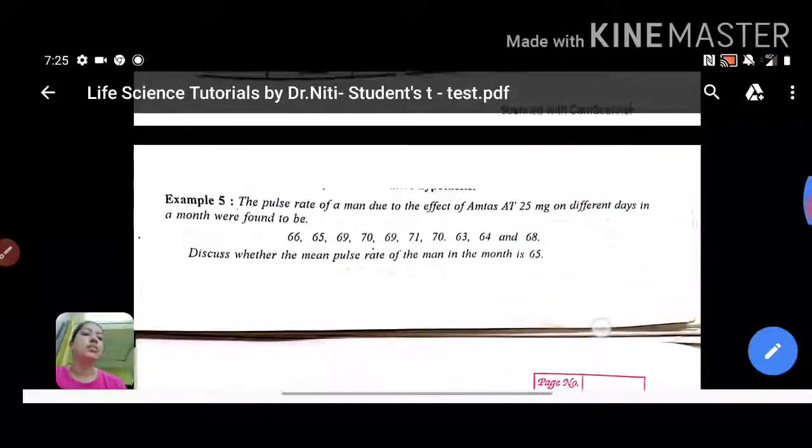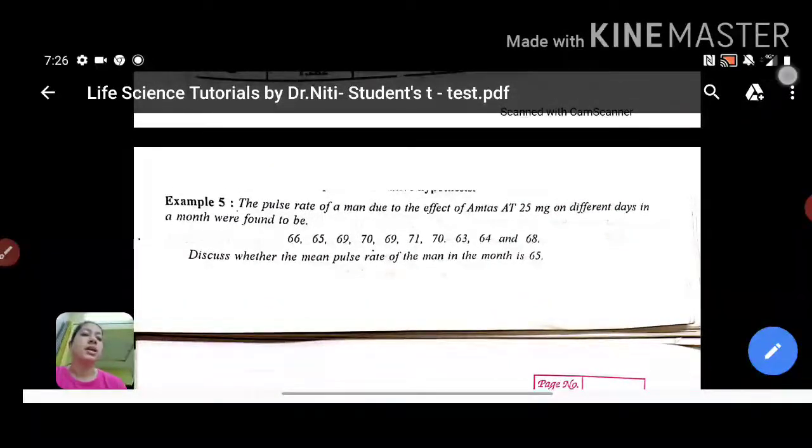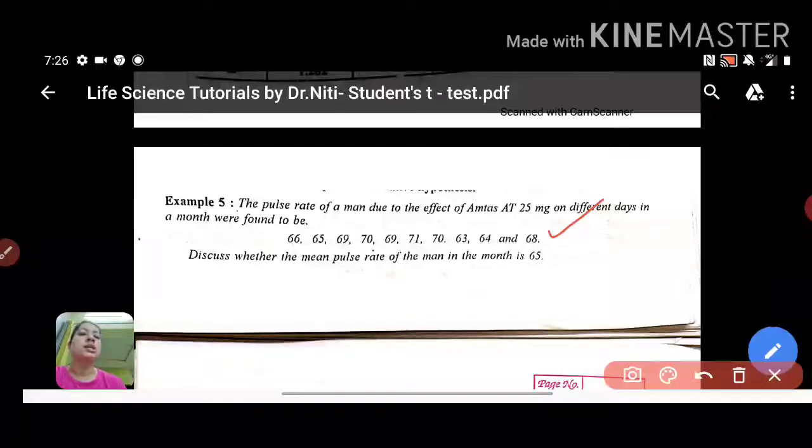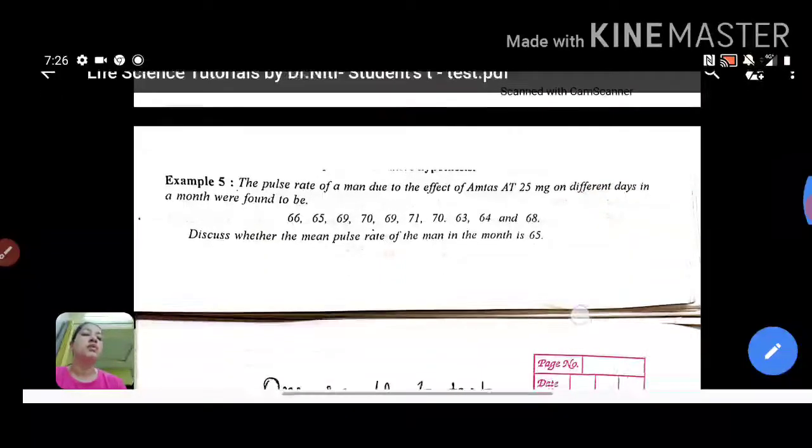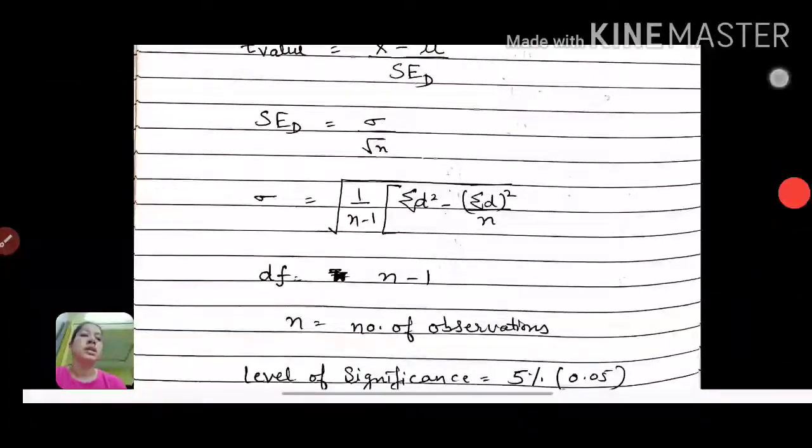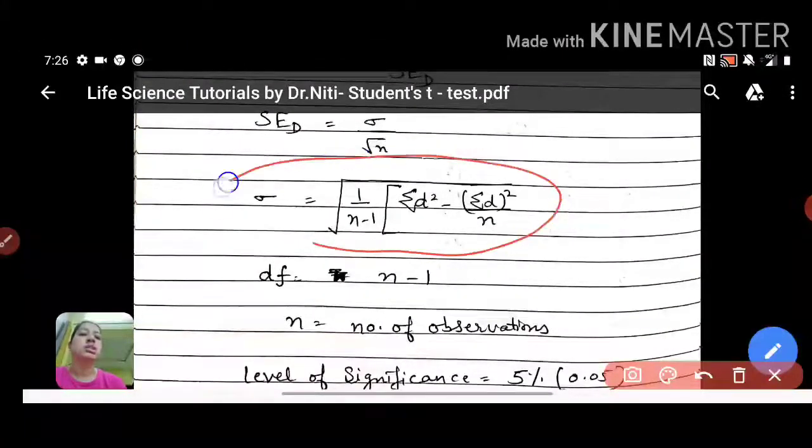Here in the data you can see that it's not easy to determine the mean, because the data is like 65, 66, 69 and all that. It will be easy for you to take the assumed mean. And if you take the assumed mean, then the formula for determination of standard deviation that can be used is this. I have discussed where that formula has been derived from in my earlier lecture, so you can watch that video.